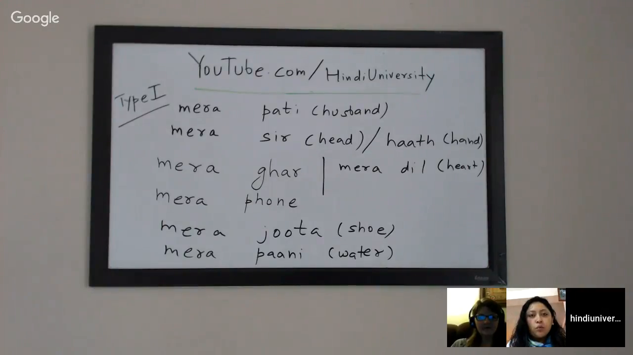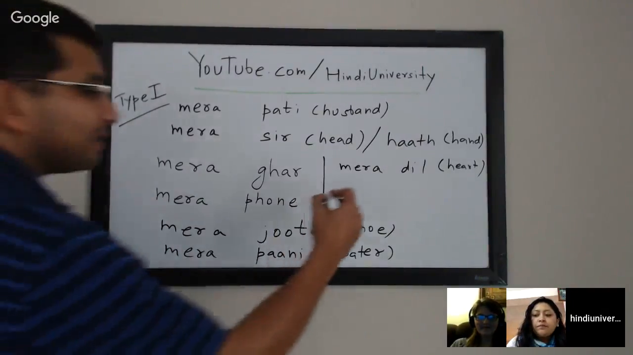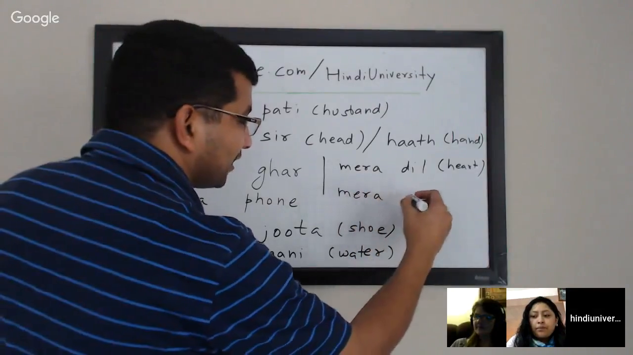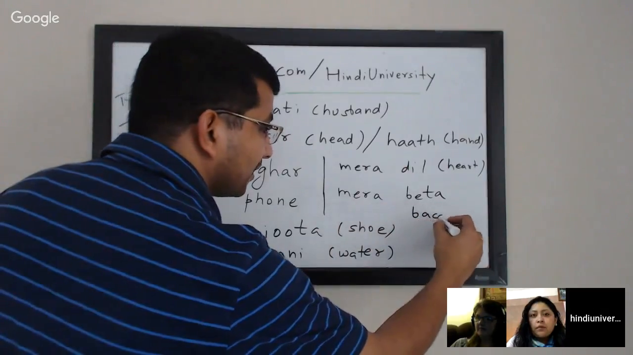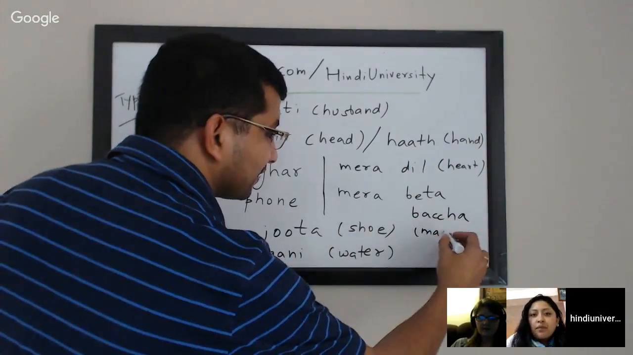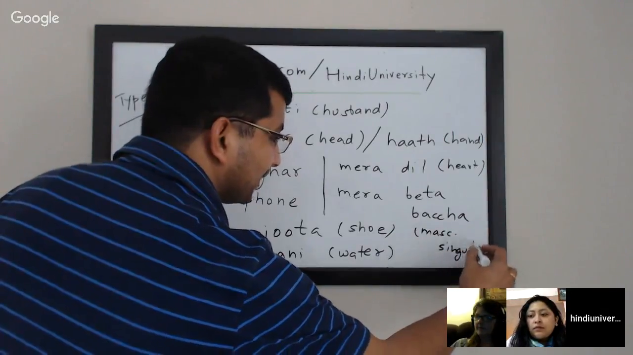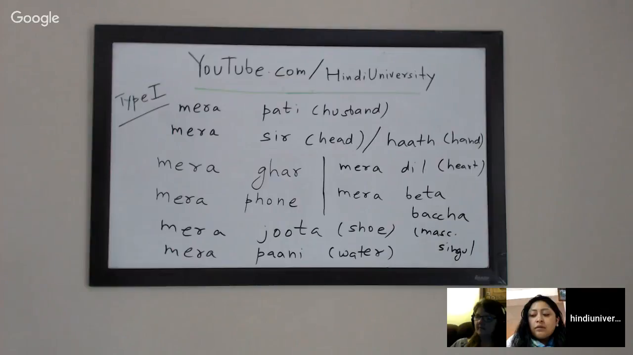Okay. Jennifer, what are you saying? Mera beta. You can say mera beta. That's correct. So if you're saying my son, you can say mera beta. If you're talking about your son, you can say mera beta. Beta or bacha. Okay, that's masculine singular. So you see, in type 1, using this possessive pronoun, we were able to cover so many things.